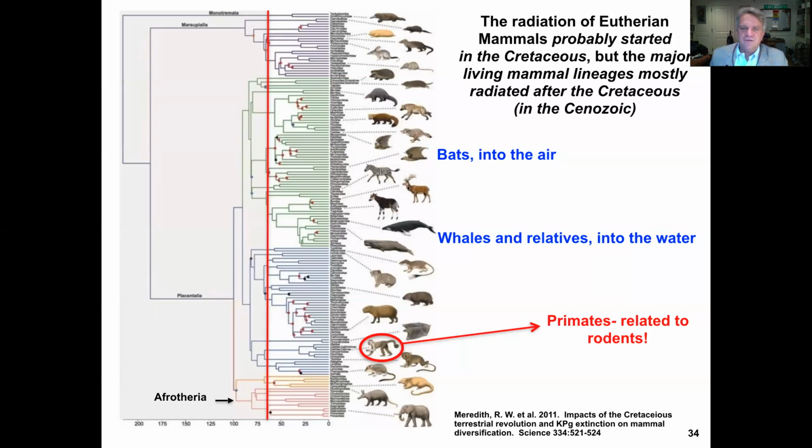And we have bats that have taken to the air. We have whales and relatives that have taken to the water. And we look at our own clade, primates. We diversified into the trees, then out of the trees. And with regard to primates, indeed, we are closely related in the placental tree of life to rodents. So rodents and primates are not that distantly related.